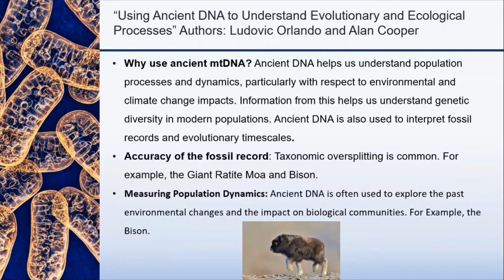The next key point they discuss is the accuracy of the fossil record. Using DNA has uncovered common mistakes made through morphological studies, which is taxonomic oversplitting. This means that one species can be identified as many different species.